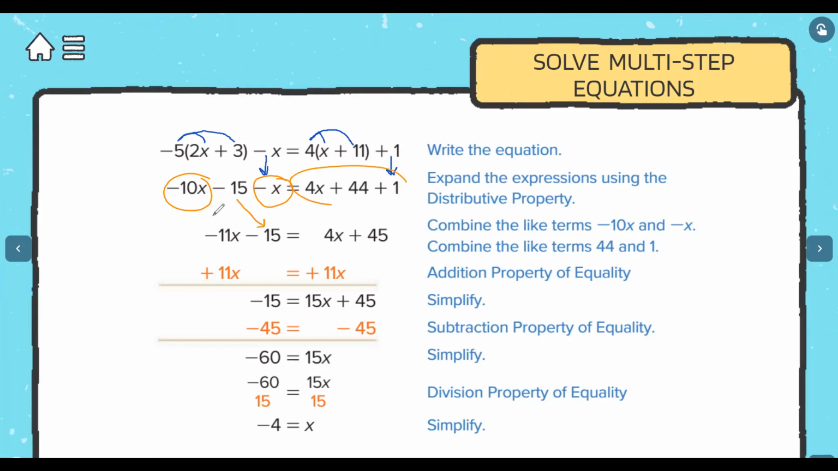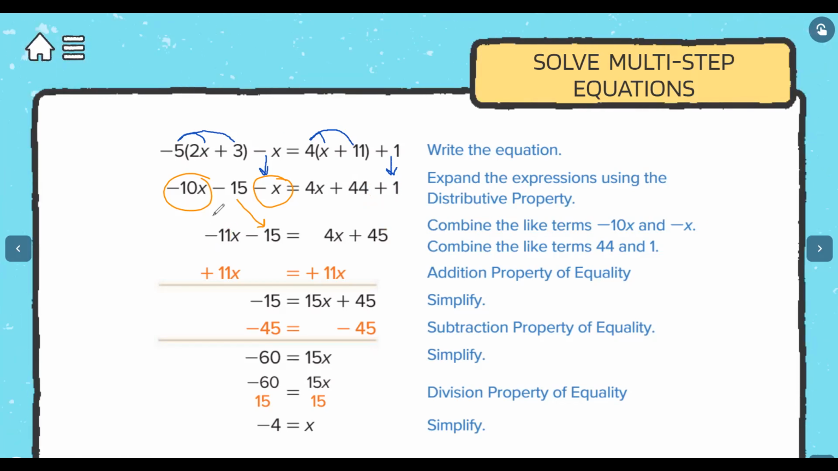Now, on this side of the equation, we can also combine something. The 4x, we cannot combine because there's no other term with x. But we can combine the 44 and the 1. Those two make 45, right? 44 plus 1 is 45. Now, when we have them, we can start what we did last lesson. We can put together the x's and the ones without x. So right here, it's a -11x.